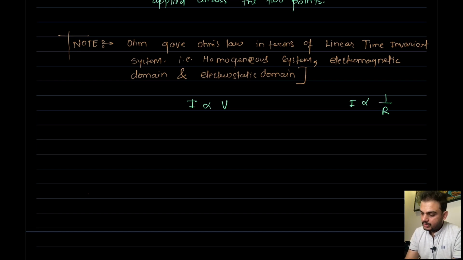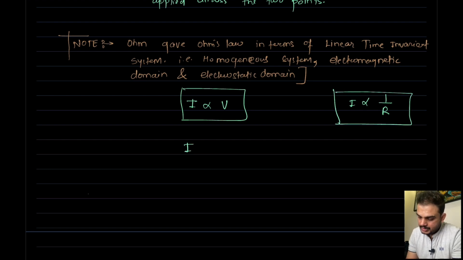So from this and this, what can we write? Current is equal to V by R. So this current is directly proportional to voltage and inversely proportional to the what? Resistance. This is nothing but the statement of Ohm's law.